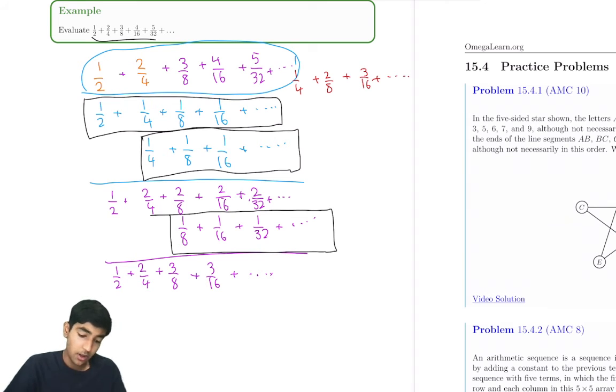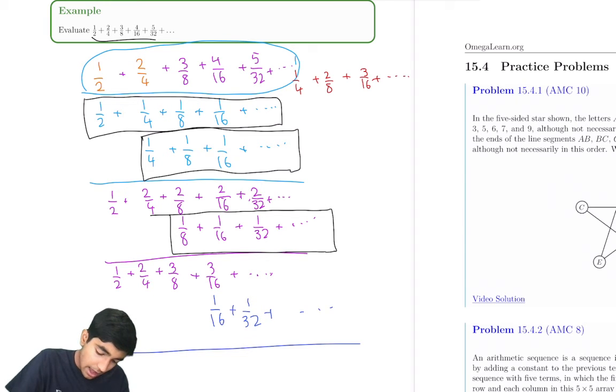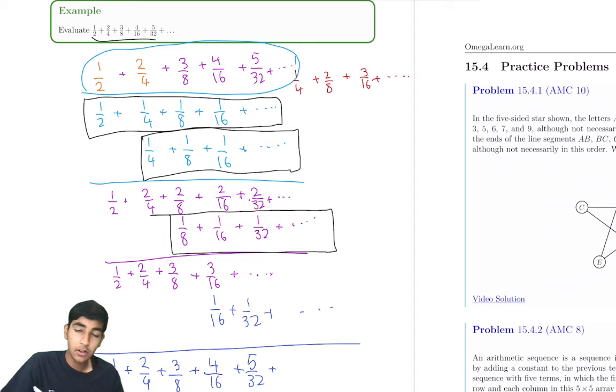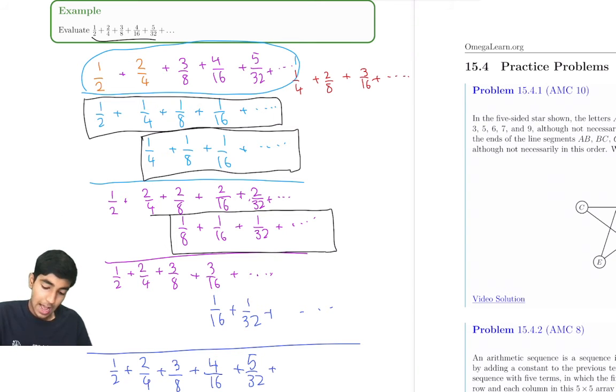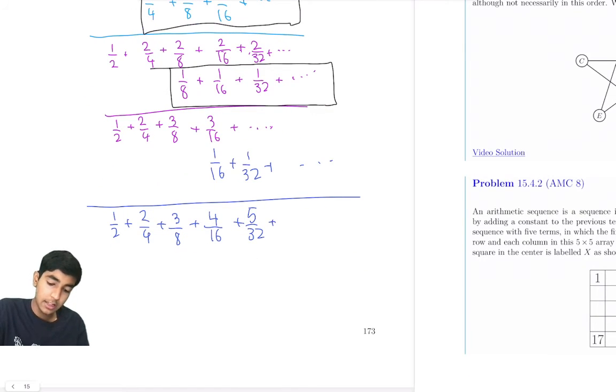Let's add another sequence. This time, 1/16 plus 1/32 plus so on. Now we would get this sequence. 1/2 plus 2/4 plus 3/8 plus 4/16 plus 5/32, oh, sorry, I'm blocking. 1/2 plus 2/4 plus 3/8 plus 4/16 plus 5/32 plus 5/64 plus so on.